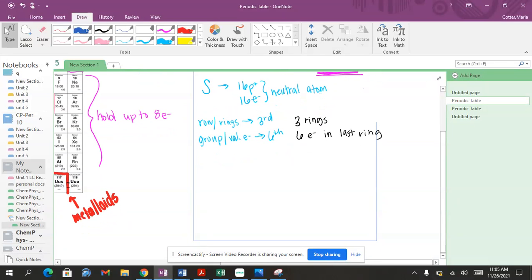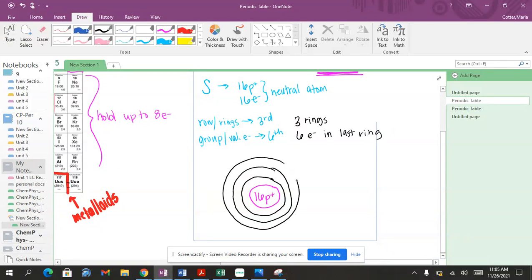I begin with my nucleus, where I have 16 protons. And then I'm going to start drawing those rings around the outside. My first ring, which I know can only hold 2. My second ring, which can hold up to 8. And my third ring, which can also hold up to 8. Now, how did I know I needed 3 rings? Because right here, it is in the 3rd row, which tells me the number of rings I need.